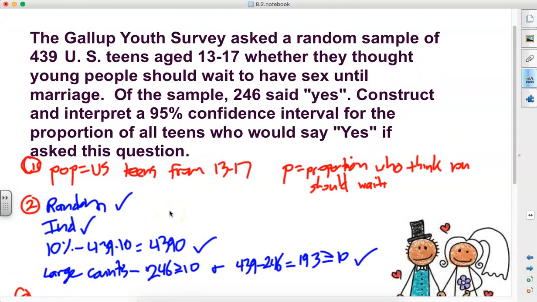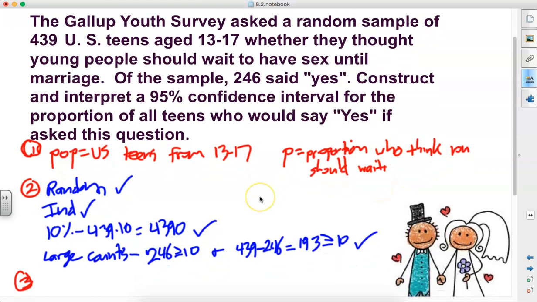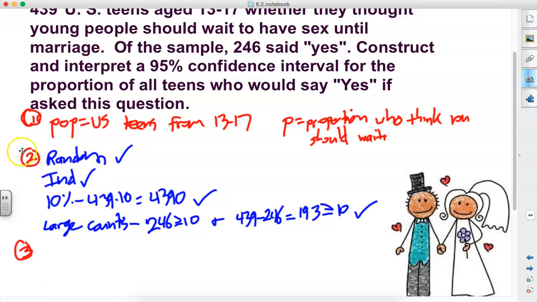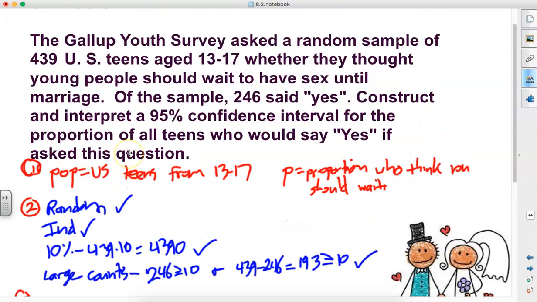All right, so first we got to define the population. Our population are U.S. teens from age 13 to 17, and our parameter, which is our population proportion, is the proportion of these teens who think you should wait until marriage to have sex. All right, number two, the thing we've got to do in the 4-step process is to check our conditions. So first, is it random? All right, it says a random sample, so check it's random. Is it independent? So we're assuming that these teens are, again, answering independently of each other. One teen's answer does not affect another teen's answer, so we can check that one off.